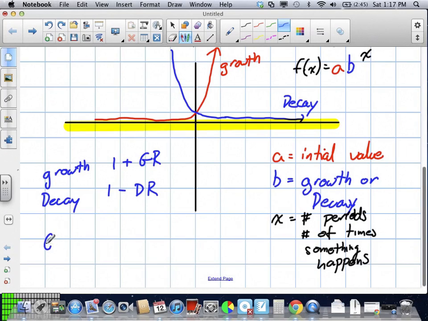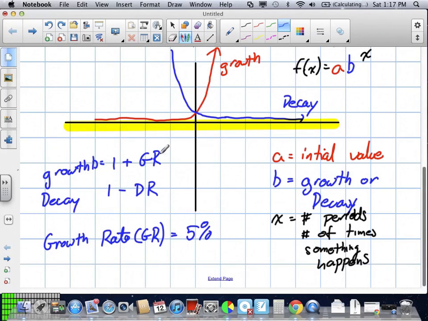Okay? So growth rate is our GR. Say it was a growth rate of 5%. Okay, remember this is our B. B is equal to 1 plus GR, B is equal to 1 minus DR. Growth rate of 5%. Well, what's 5% as a decimal? 0.05. Alright? And we got to add it to 1. So our B value for that growth rate would be 1.05. That would be our B value in our number here.